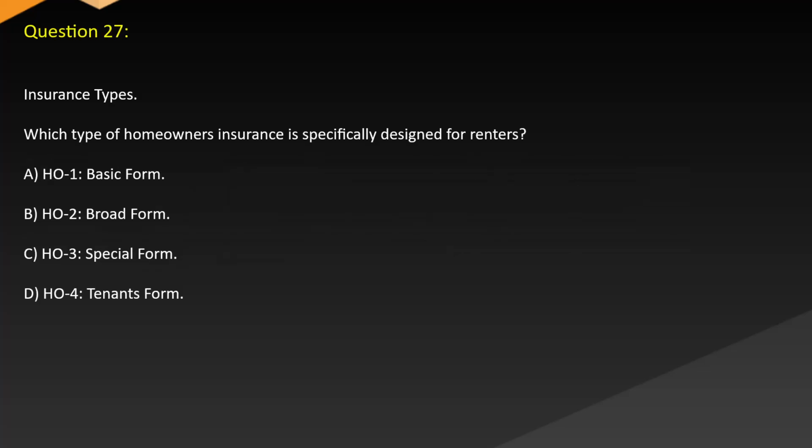Question 27. Insurance types. Which type of homeowner's insurance is specifically designed for renters? A. HO1. Basic form. B. HO2. Broad form. C. HO3. Special form. D. HO4. Tenants form.